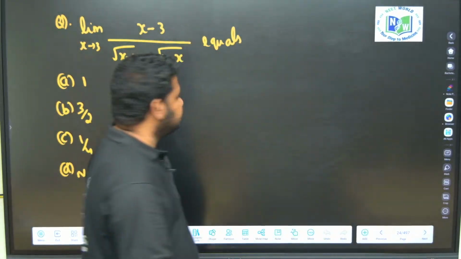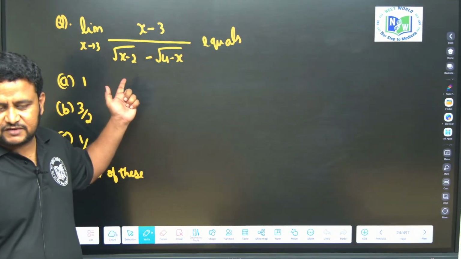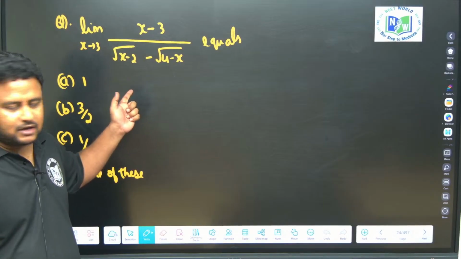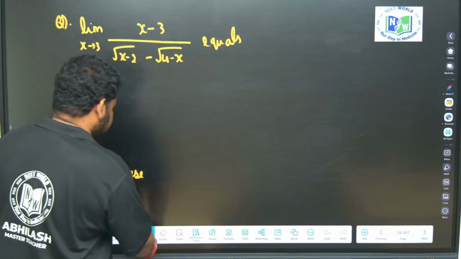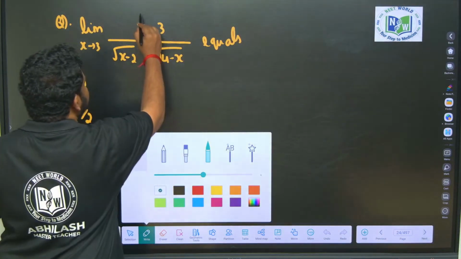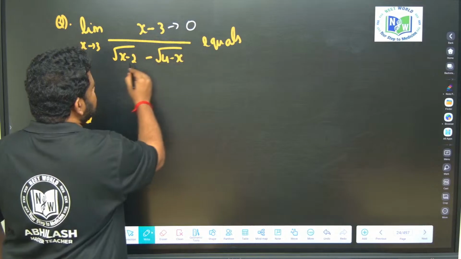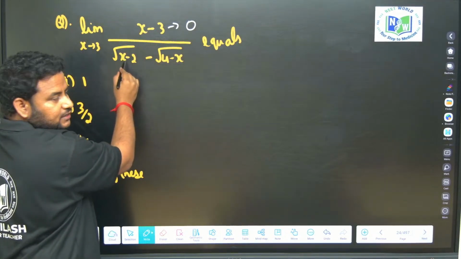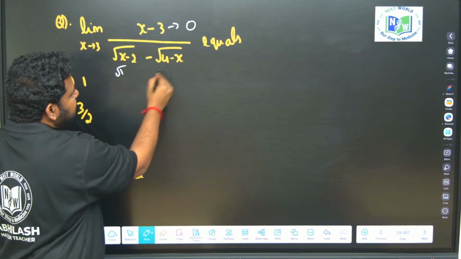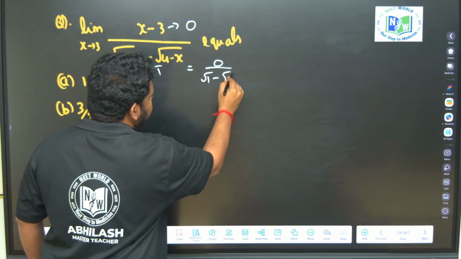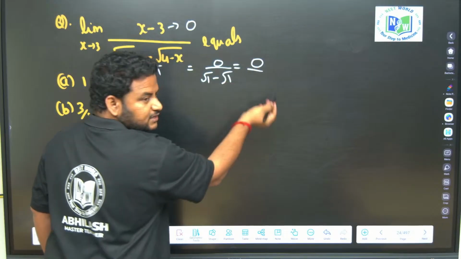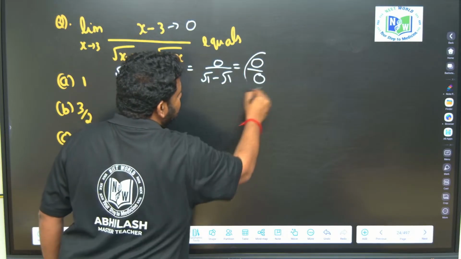See here. The question is what? First of all, why should I rationalize? First of all, observe this. Suppose I put x is equal to 3, what will I get? If I put x is equal to 3, what happens to this question? This will become 3 minus 3, which is 0. Then 3 minus 2 is root 1, and 4 minus 3 is root 1. So this will become 0 by root 1 minus root 1, and root 1 minus root 1 is 0, so we will get it in the form of 0 by 0.